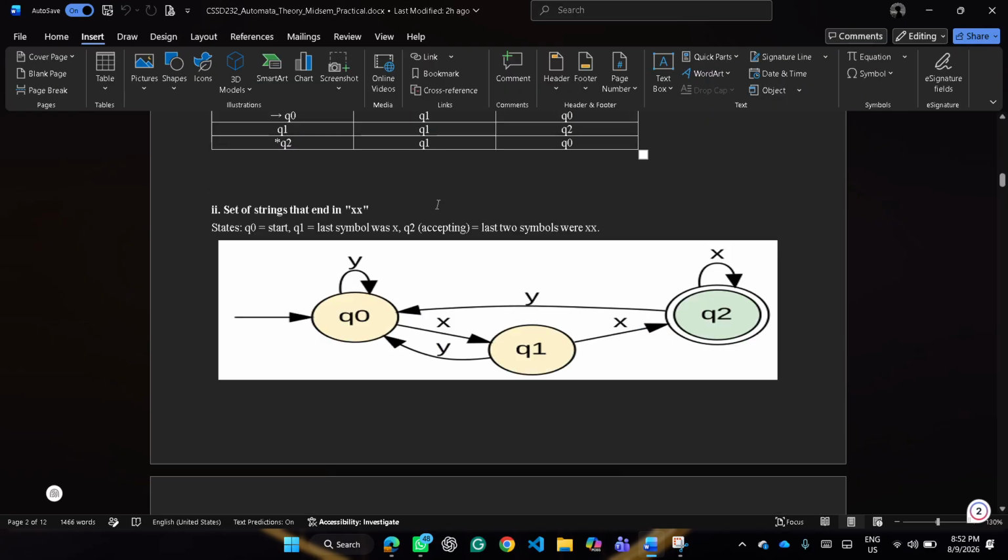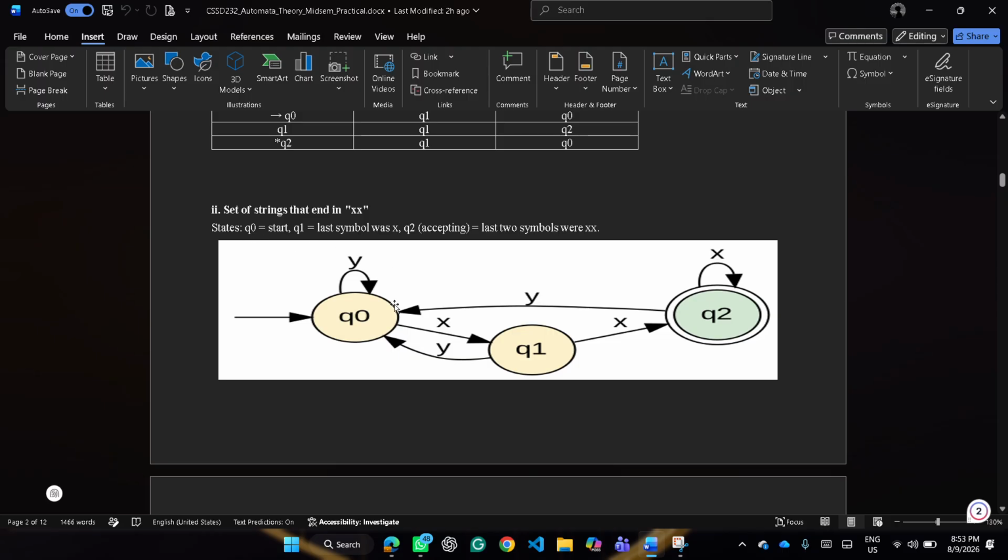And for the next one, I did the same thing. My start state is Q0, the transition states are Q1 and Q2, and the accept state is Q2. The arrow indicates where you start from, and the double circle tells you where the machine accepts the string. And with this one, the last two symbols are supposed to be XX.